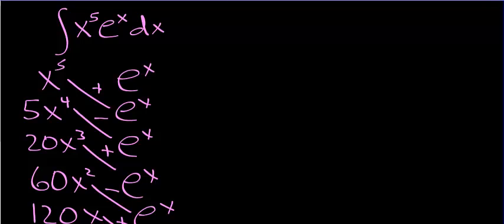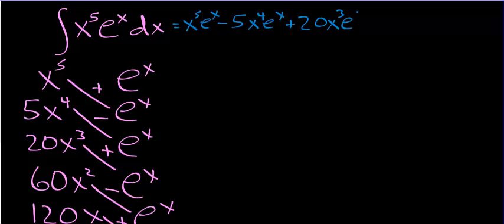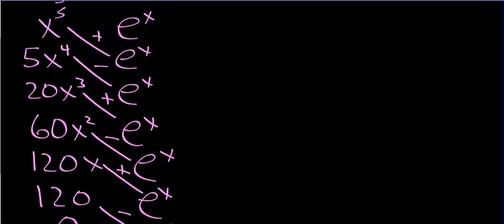So we would just say, okay, this is x to the fifth e to the x. Got that one, minus 5x to the fourth e to the x. So that takes care of those two. And then plus 20x cubed e to the x. Okay, that takes care of that one. Minus 60x squared e to the x. And then plus 120x e to the x.